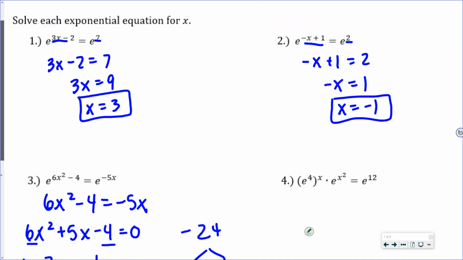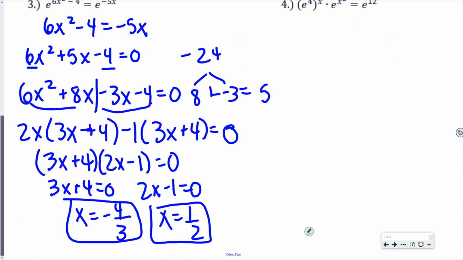Oh, let's zoom in here a little. Ooh, sloppy handwriting.